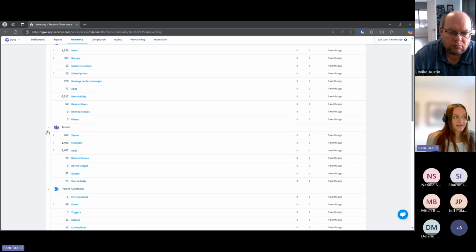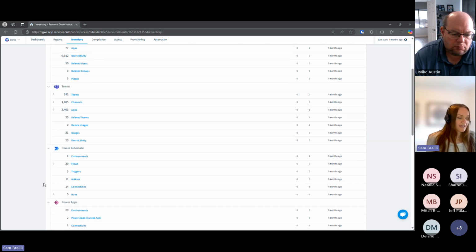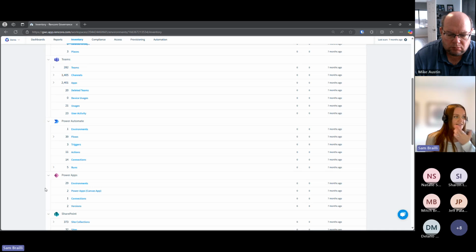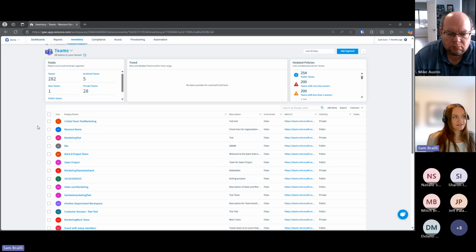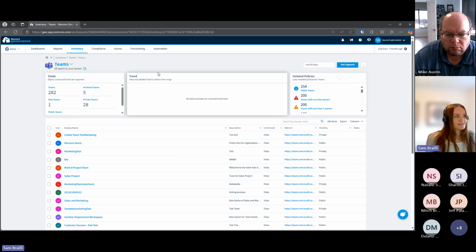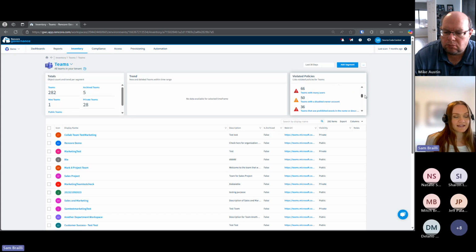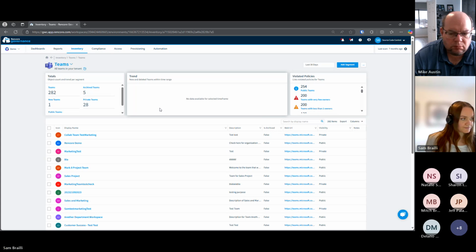We can also look at the inventory for Teams, Power Automate, Power Apps. Let's have a look into Teams, for instance. If we click on this, we can then see all of the different teams that are set up within the organizations. Policies that we'll go into in a moment. When you've assigned a policy to Teams, for instance, we can then see all of those that are related up here. And this is any violations for those policies. You can simply come in and take actions on those.